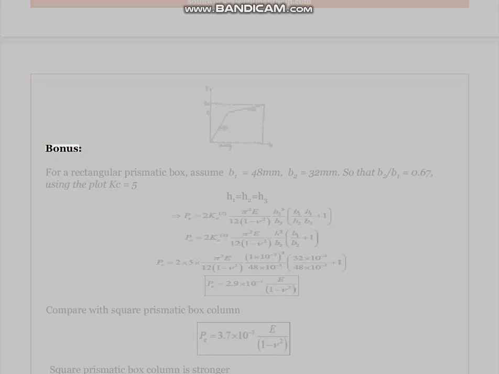Bonus. For a rectangular prismatic box, assume B1 equals 48 mm, B2 equals 32 mm, so that B2/B1 equals 0.67. Using the plot, Kc equals 5. Compare with the square prismatic box column. The square prismatic box column is stronger.